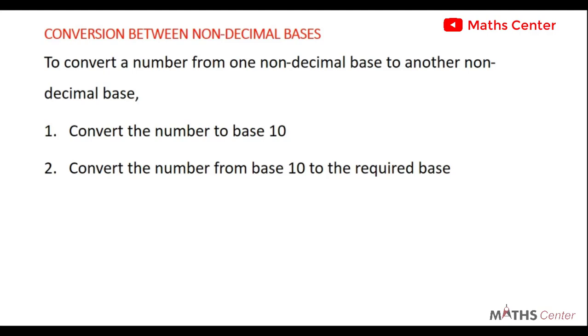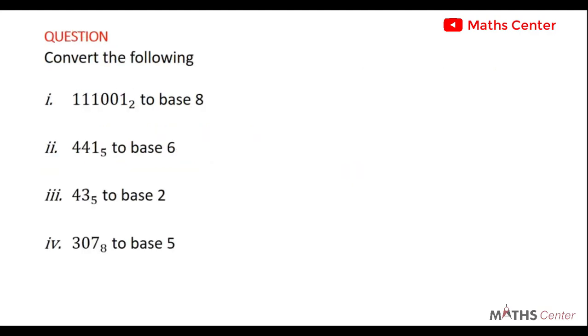So to convert a number from one non-decimal base to another non-decimal base, the first thing you need to do is first convert the number to base 10. Then convert the number from base 10 to the required base. Now let's pick some examples to understand what this means. So you are supposed to convert the following.